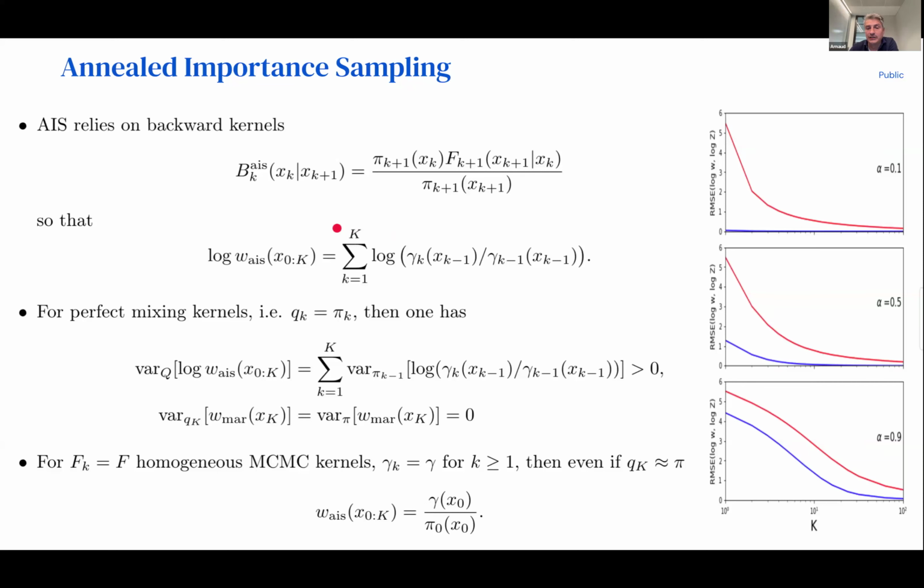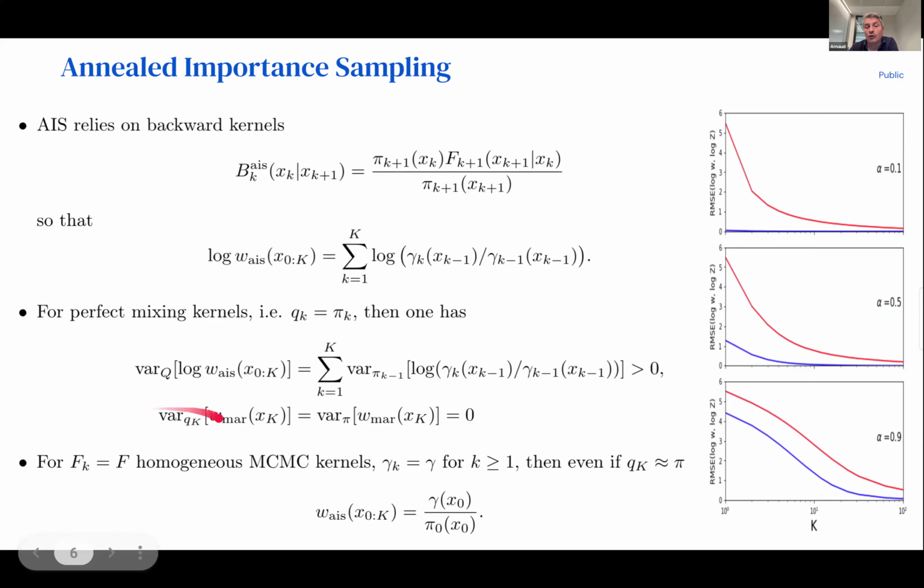But this is something which is nice, but not optimal, as you can convince yourself easily. First, imagine that you have a transition kernel that mixes extremely fast, so fast that after one application of the transition kernel fk, your samples admit a marginal distribution which is exactly equal to pi k. So it's instantaneous mixing, essentially perfect. Then you end up with a variance of the log importance weight that is strictly positive. That's not very satisfactory.